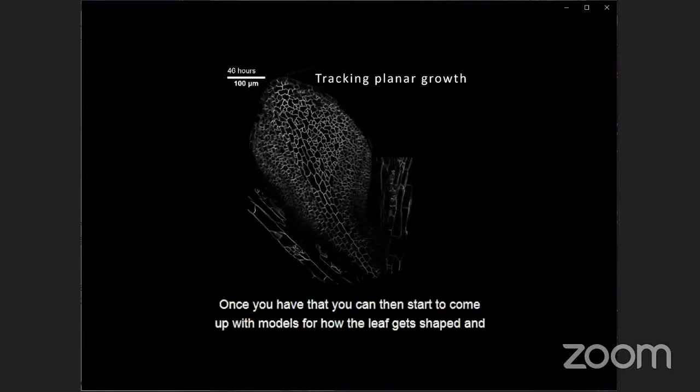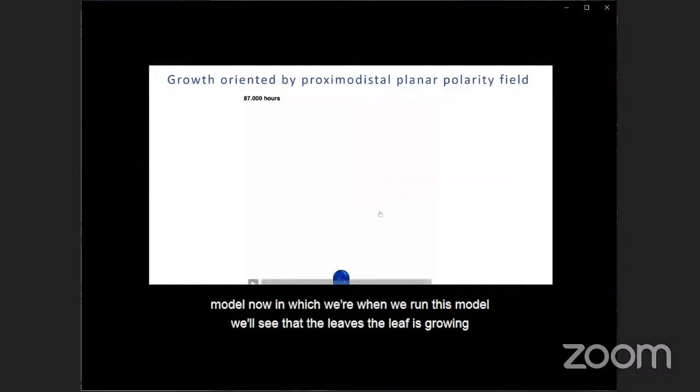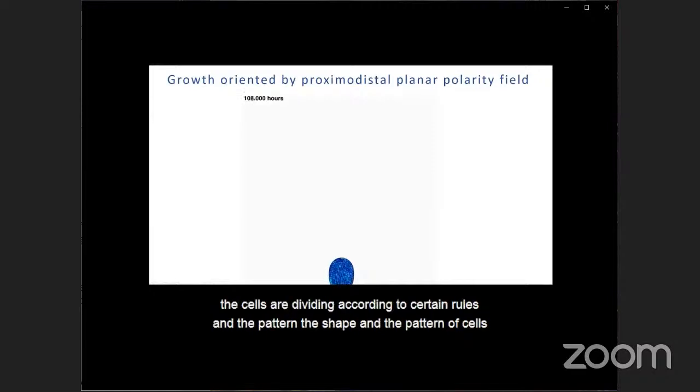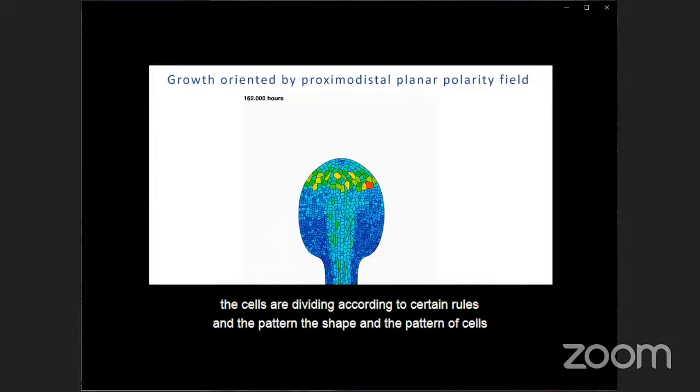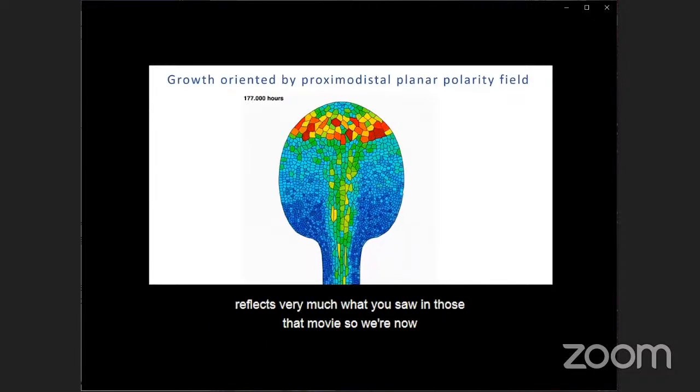Once you have that, you can then start to come up with models for how the leaf gets shaped and how the cells get divided as the leaf is shaped. And that's illustrated here. So here's a model in which, when we run it, we'll see that the leaf is growing, the cells are dividing according to certain rules, and the shape and the pattern of cells reflects very much what you saw in that movie. All right, so we're now capturing much of the behavior that we see experimentally, but using a growth model based on the principles that I've been telling you about.